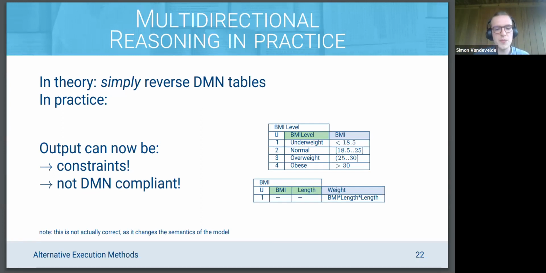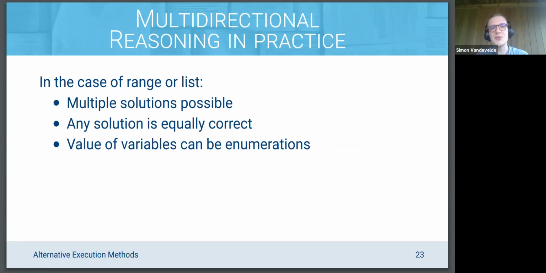But what can we do? Because we have constraints. In the case of a range of lists, this actually means that there are multiple solutions possible, in which each solution is equally correct. So if my BMI needs to be below 18.5, it could be 18, could be 16, could be 15. It's a bit low if it's 15, but it's technically correct, right?